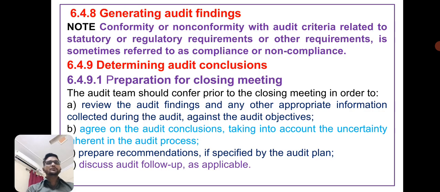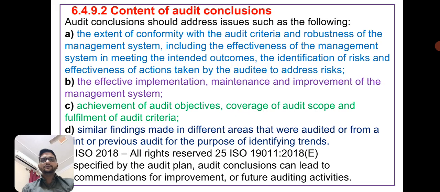The subclause is 6.4.9.1, that is preparing for the closing meeting. How to prepare for the closing meeting? The audit team should confer prior to the closing meeting in order to review the audit findings and any appropriate information collected during the audit, review the audit objectives, and agree on audit conclusions. Prepare the recommendations if specified in the audit plan. Discuss audit follow-up as applicable.